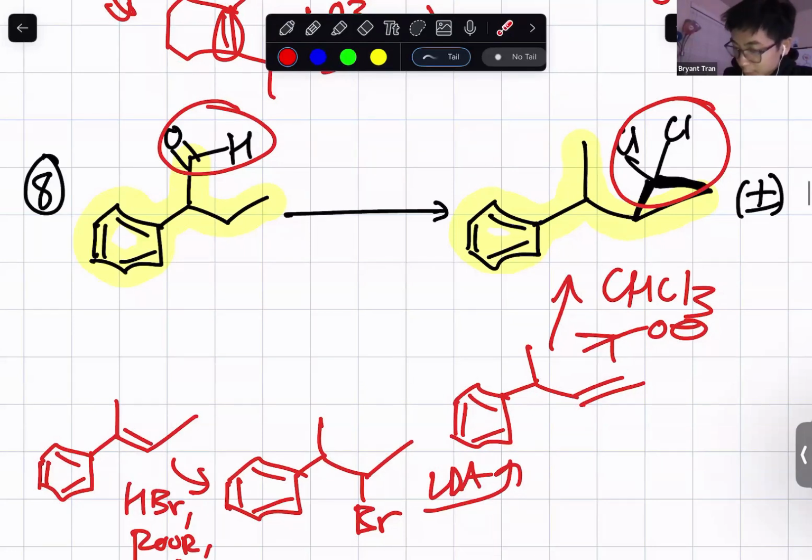What's more likely to come from this aldehyde, an alcohol or a leaving group, like bromine? What's easier to make from this aldehyde, an alcohol or a good leaving group? An alcohol. Yes. What reaction can we do to convert that aldehyde into an alcohol?